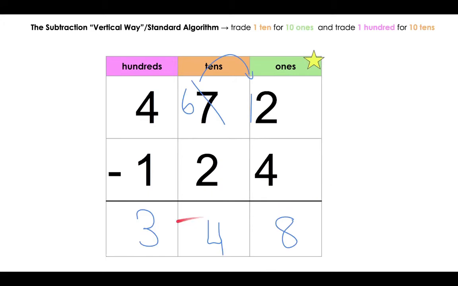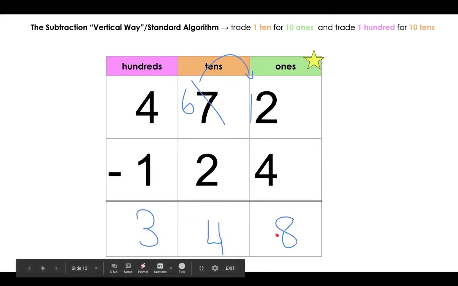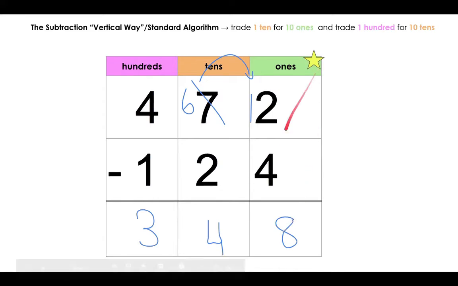All right, did you come up with 348? I started in my ones place just like we did in addition. First, I asked myself, can I take 4 away from 2? 2 minus 4, that's going to be -2. I can't do that. So first, I knew that I needed to trade one of my tens for 10 ones. So I went ahead and traded this 10, which gave me 10 plus 2, which I know is 12, and left me with just 6 tens.